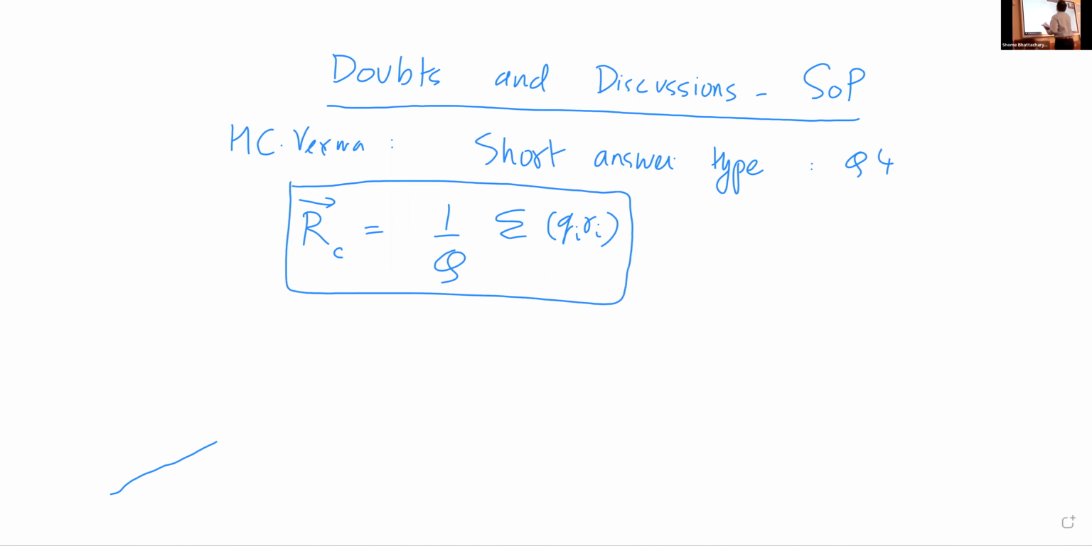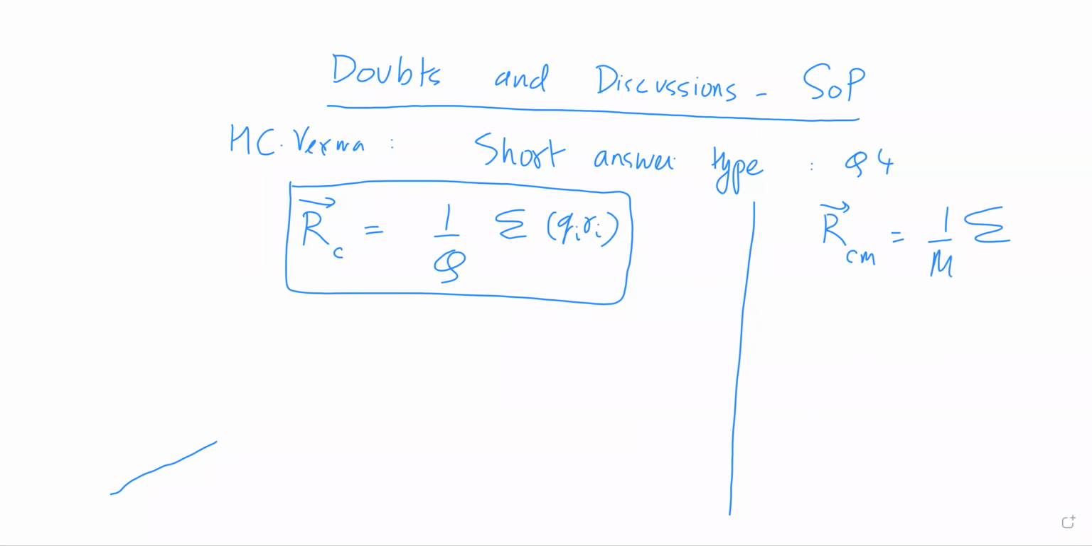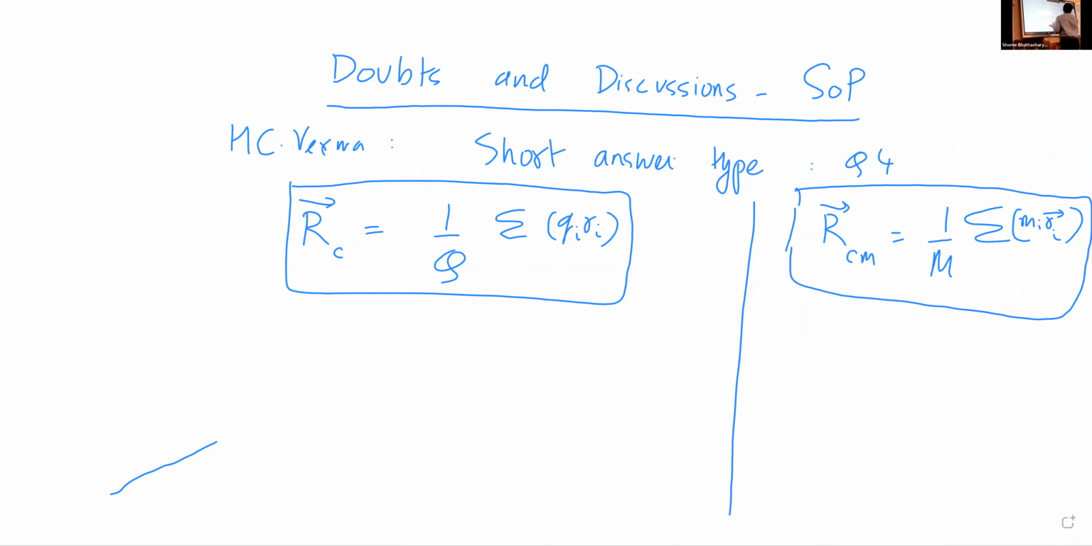QI RI like this. So this you can see is exactly like the formula for center of mass. You're just replacing mass with charge. So like this is the weighted mean position of mass, and this is the weighted mean position of charge.